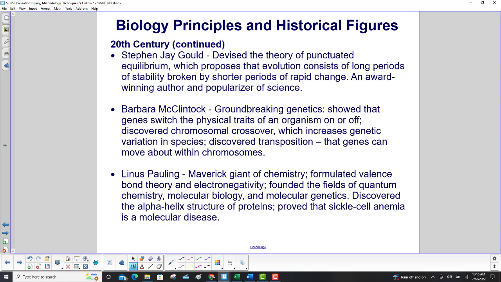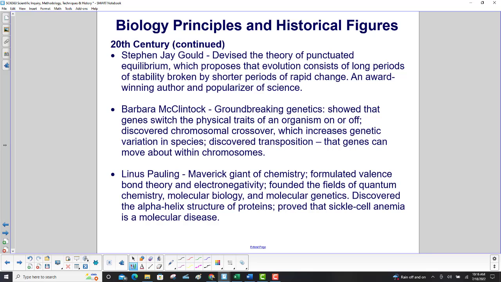Barbara McClintock, groundbreaking in genetics, showed that genes switch the physical traits of an organism on or off. She discovered chromosomal crossover, which increases genetic variation in species. She also discovered transposition, that genes can move about within chromosomes.